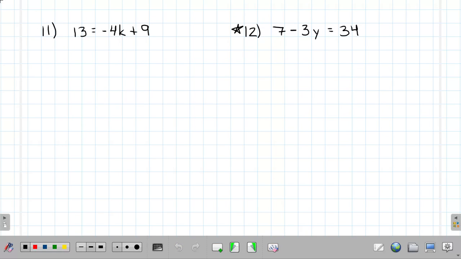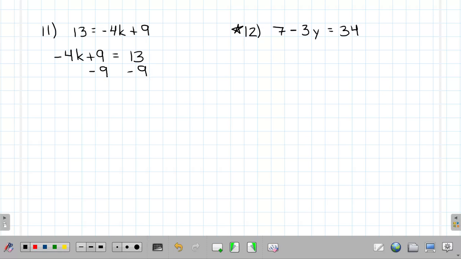So let's go ahead and go to number 11. Number 11, we have the same kind of thing happen that we had earlier, where the variable's on the right-hand side. So if we need to, and it's not necessary, but if it helps you, flip across the equal sign. Use the symmetric property. So we can rewrite this as negative 4k plus 9 is equal to 13. And now it works exactly the same as what we did in the last two problems. Well, what would we do to k? We would multiply times negative 4, then add 9. So that means we need to subtract 9 and then divide by negative 4. So those are the two steps.